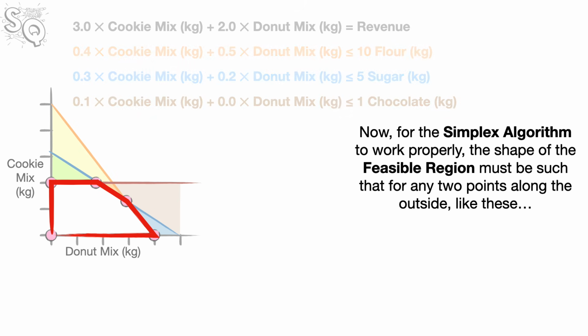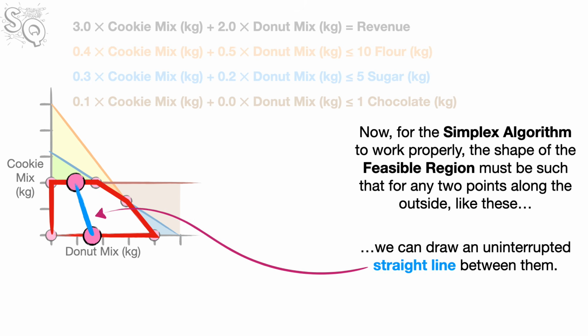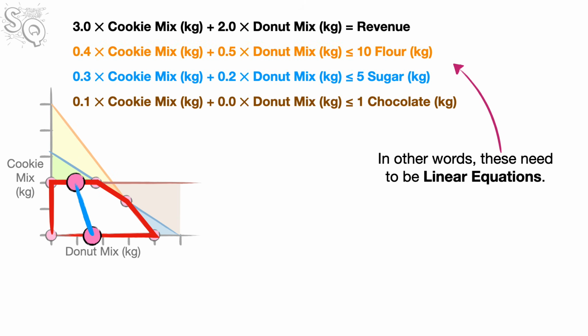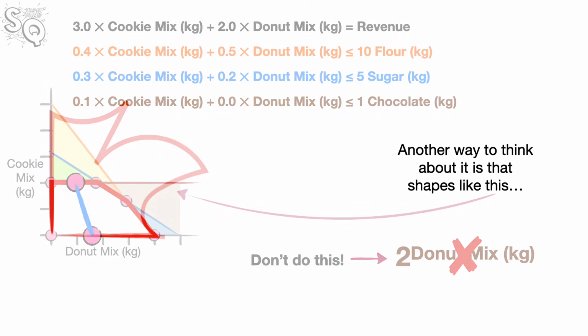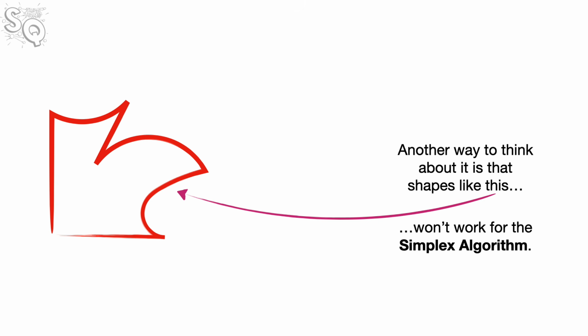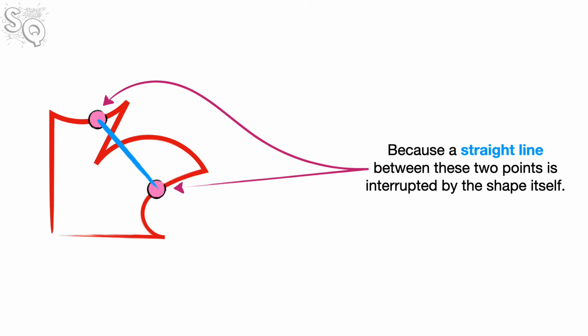Now, for the Simplex algorithm to work properly, the shape of the feasible region must be such that for any 2 points along the outside, like these, we can draw an uninterrupted straight line between them. In other words, these need to be linear equations. And, among other things, that means we can't use the cookie or donut mix variables as exponents. Another way to think about it is that shapes like this won't work for the Simplex algorithm, because a straight line between these 2 points is interrupted by the shape itself.